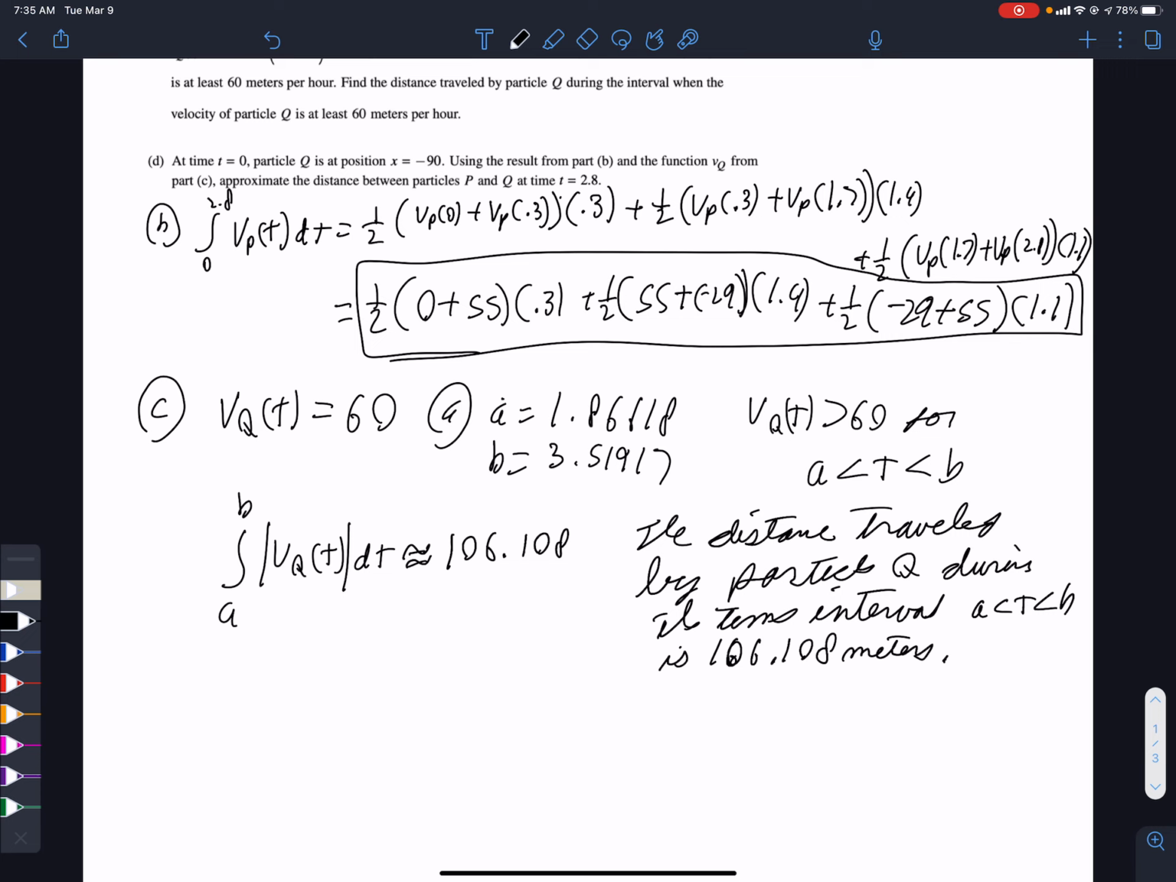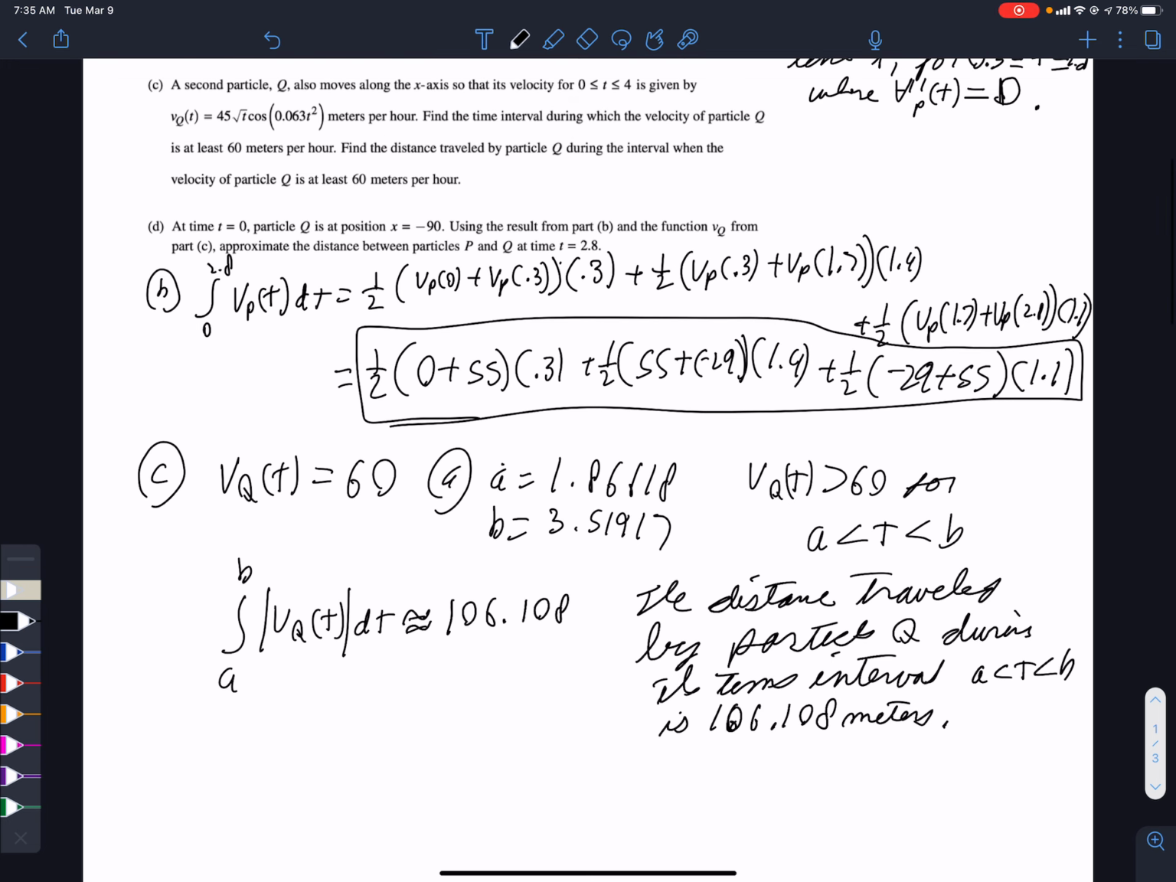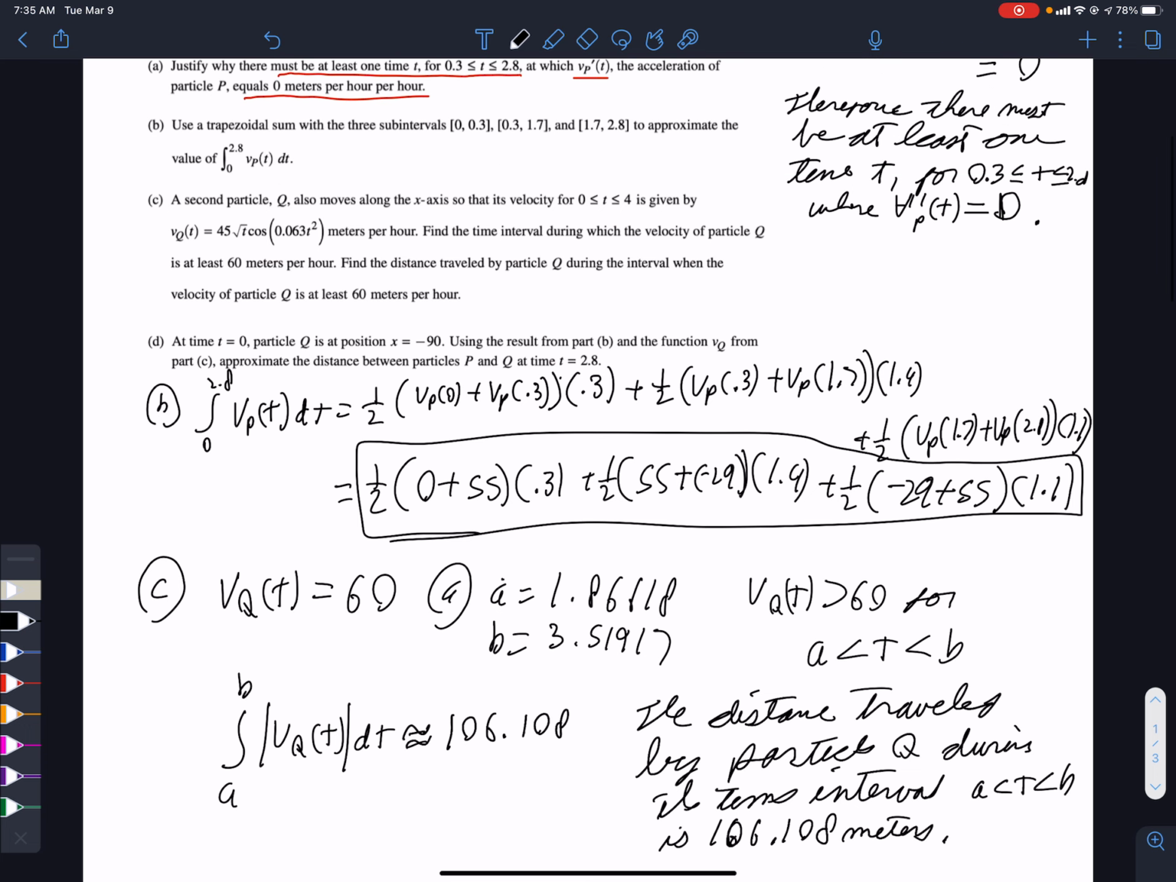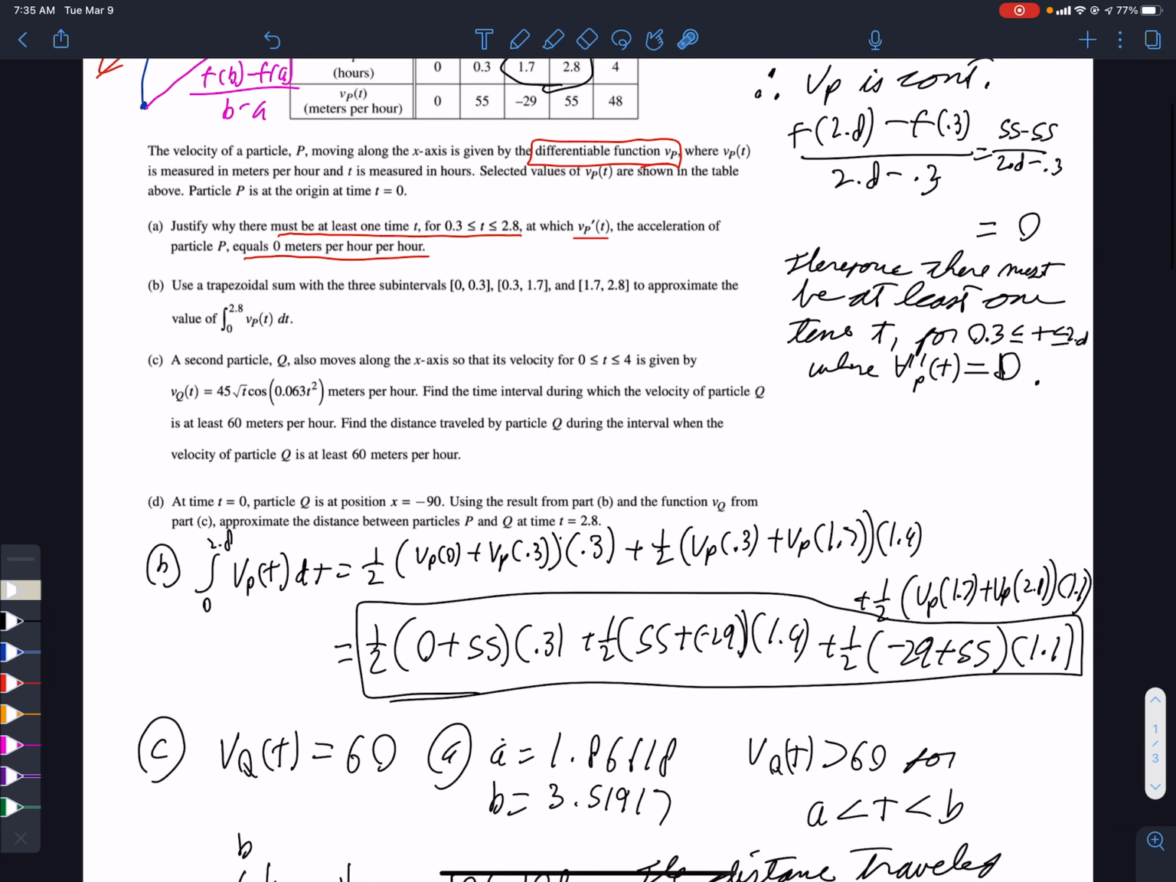At time t equals 0, the particle Q is at negative 90. Using the results from part B and the function v of Q in part C, approximate the distance between the particles P and Q at t equals 2.8. Okay, so let's see what our answer was from part B. Okay, so when we get this integral, that gives you the displacement. That gives you the change in position of the object. Okay, so if we know the starting position and how much it changed, we know its final position.